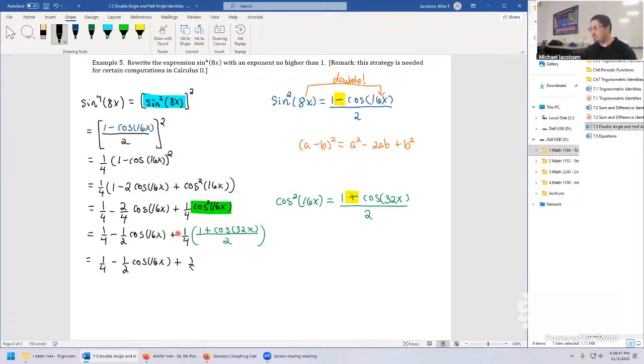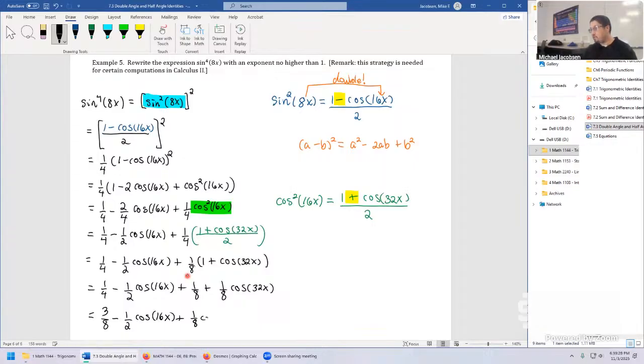Let's start by plus 1/8 times the group 1 plus cosine 32x. Then the 1/8 distributes inside. So we have 1/4 minus 1/2 cosine 16x plus 1/8 plus 1/8 cosine 32x. And one last thing to do, we have like terms from here to here. That's 2/8 really, with the least common denominator, plus 1/8. So this is altogether 3/8 minus 1/2 cosine 16x plus 1/8 cosine 32x.